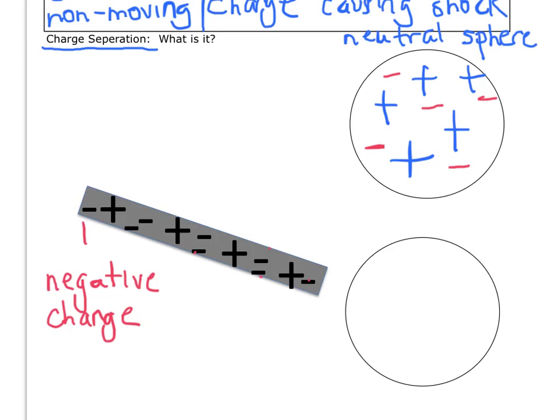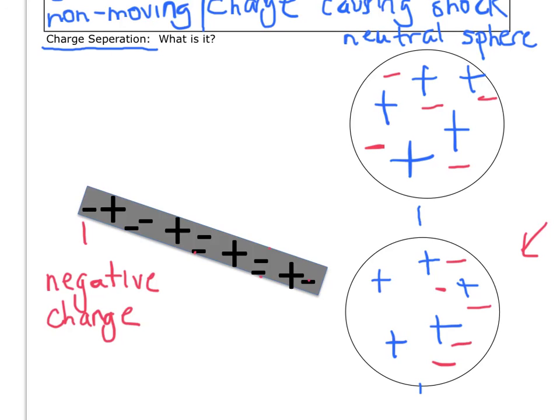Now, here's my neutral sphere again, and it still has my protons, and I will remind you that protons don't move. Well, they do, but from our point of view, they don't move. The positive charges don't move. But if I bring this negatively charged rod close to this half of my sphere, the electrons that were on this half of the sphere are going to crowd away from it. So I'm still going to have 5 electrons, but they're all going to be on one half of the sphere.